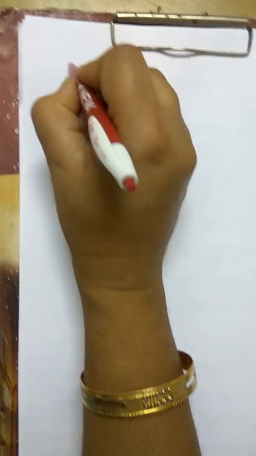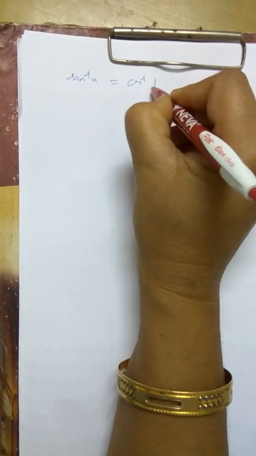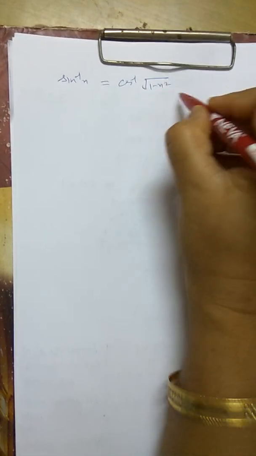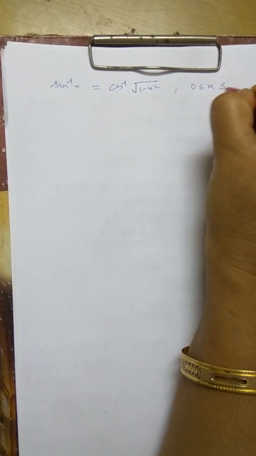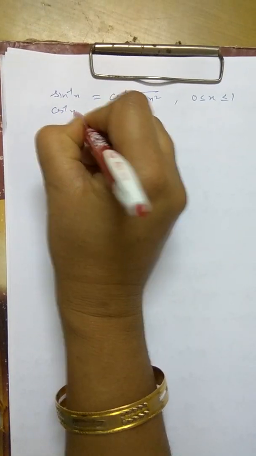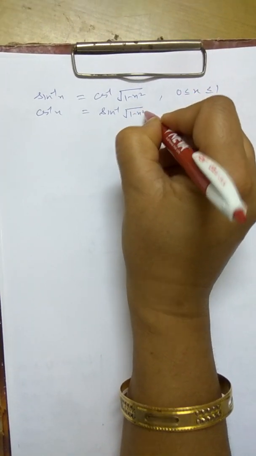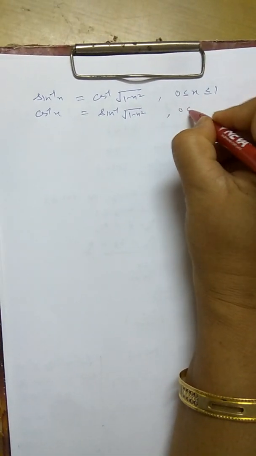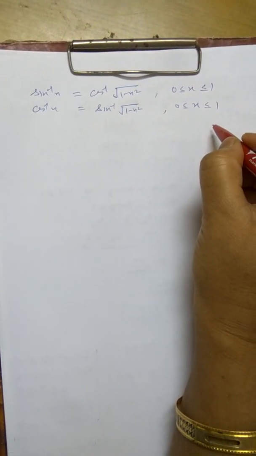Welcome back with some more properties. Sine inverse x is equal to cos inverse root of 1 minus x square, where 0 is less than or equal to x is less than or equal to 1. Cos inverse x is equal to sine inverse root of 1 minus x square, where 0 is less than or equal to x is less than or equal to 1.